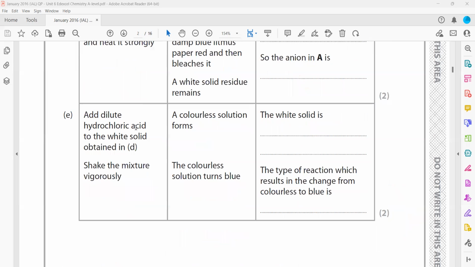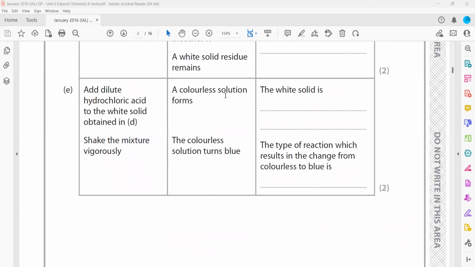Then add dilute hydrochloric acid to a white solid. So now we are doing a reversible reaction. Like you have copper 2, we supply heat energy, it turns into copper 1 and it gives off chlorine. Then add dilute hydrochloric acid to the white solid to obtain a colorless solution.